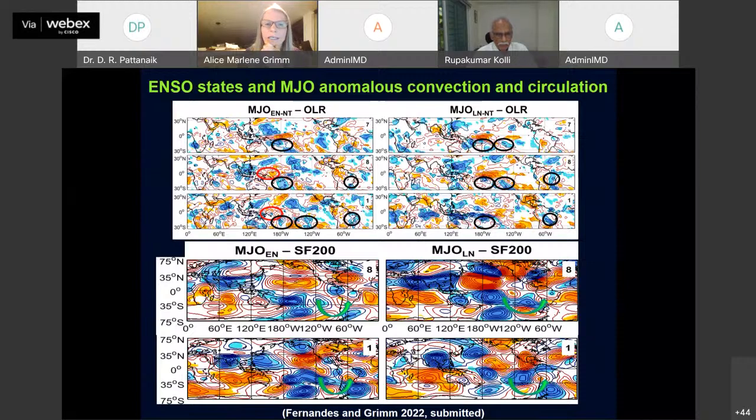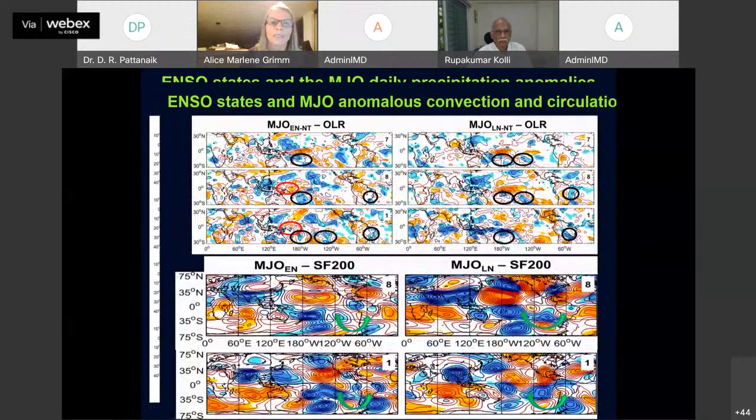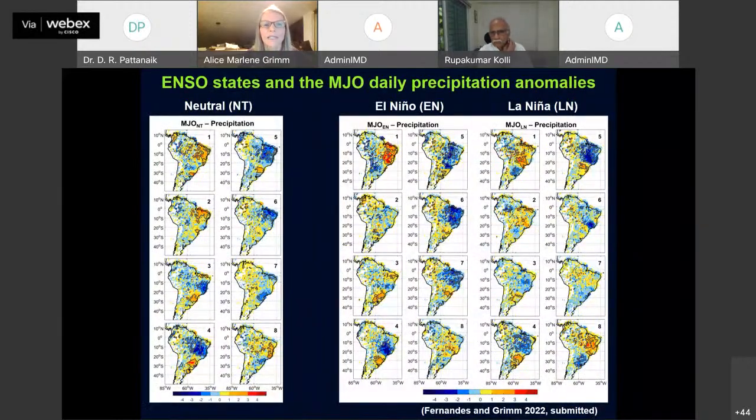And the wave train is well defined during El Nino and La Nina, while in neutral years, it's very weak. Next, just to show the effect on precipitation. These here are anomalies of observed precipitation.